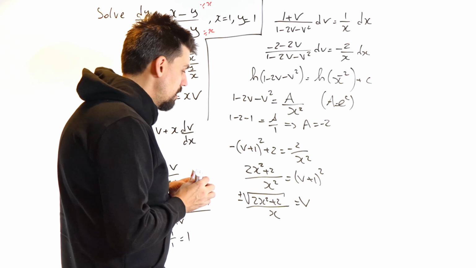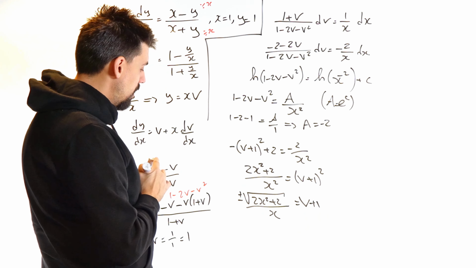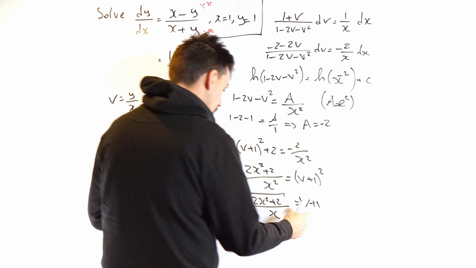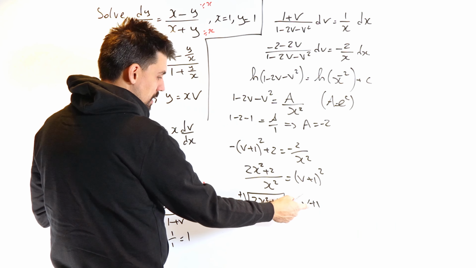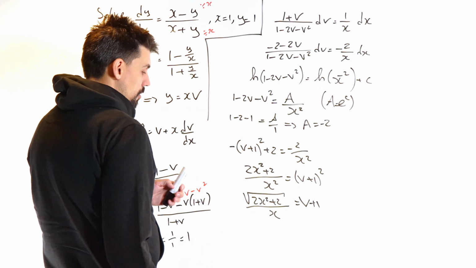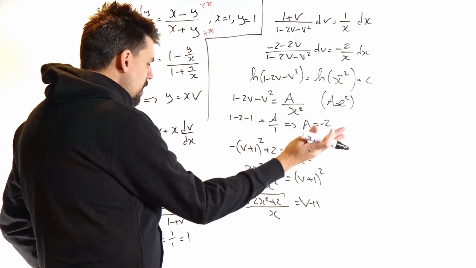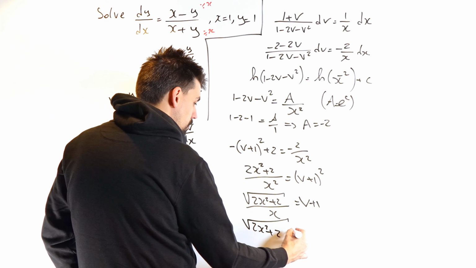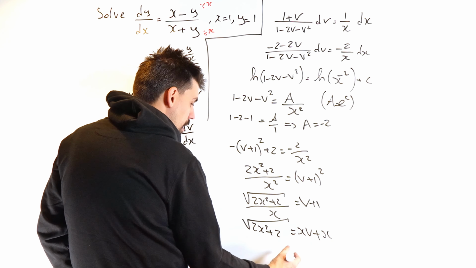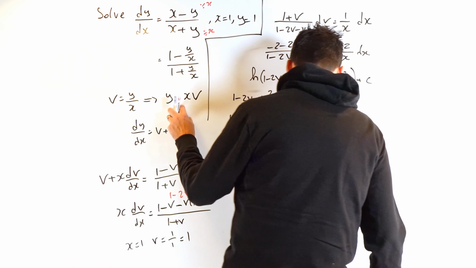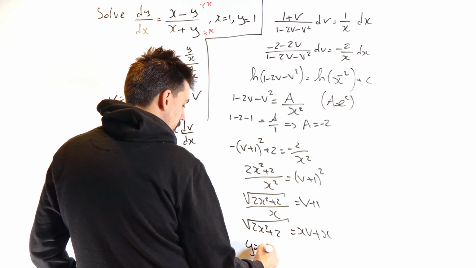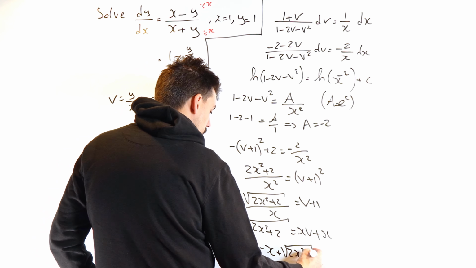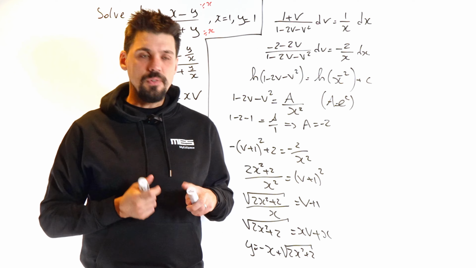Now, at this point, we can actually decide which branch we need just by my initial conditions. When x is 1, v has to be 1. When x is 1, v needs to be 1, so this needs to be the positive square root. Multiply everything by x, because xv is y, so we end up with y is negative x plus the square root of 2x squared plus 2. And I just think that's beautiful.